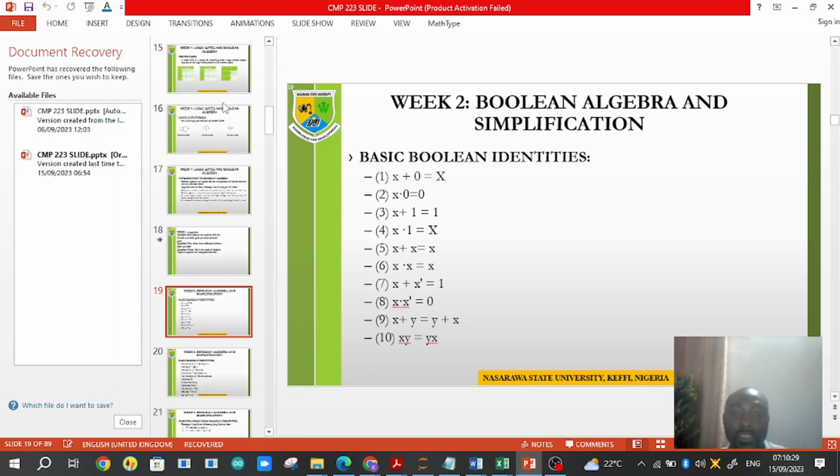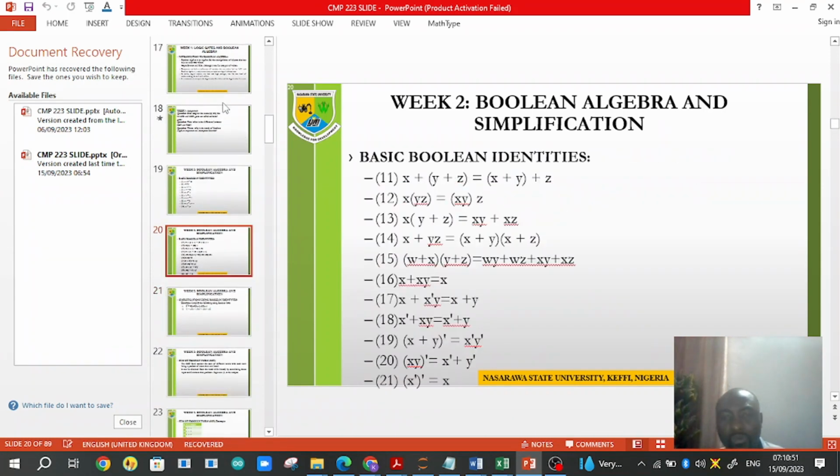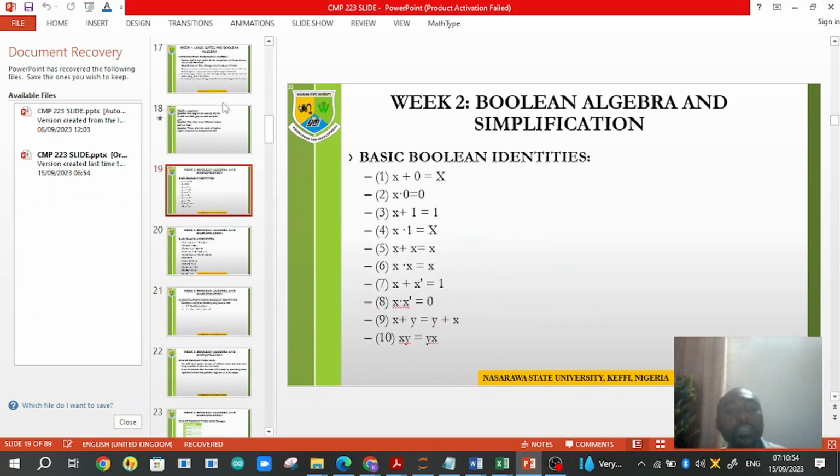So let's begin today's class by looking at the basic Boolean identities postulated by George Boole, after whom Boolean algebra is named. We have roughly up to about 21 of those identities or laws. We are going to see some of their proofs using the truth table as a tool.